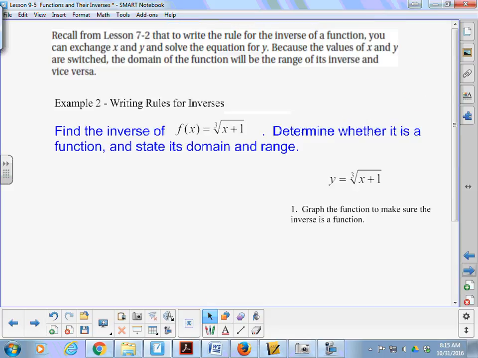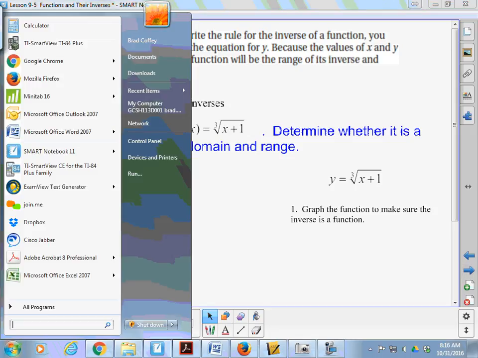All right, so if we recall from lesson 7.2, we learned how to write the inverses of functions. And we learned that we can exchange x and y and just solve our equation for y. So here they want us to find the inverse of f of x equals the cube root of x plus 1. So the first thing we want to do is determine whether it is a function, and we're also going to state its domain and range. So first we want to graph the function to make sure that the inverse is a function. So let's graph this on our calculator first of all.